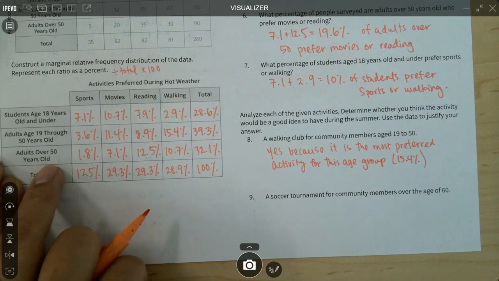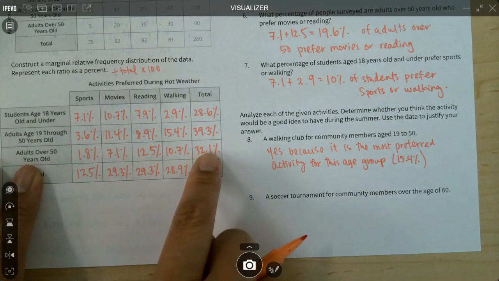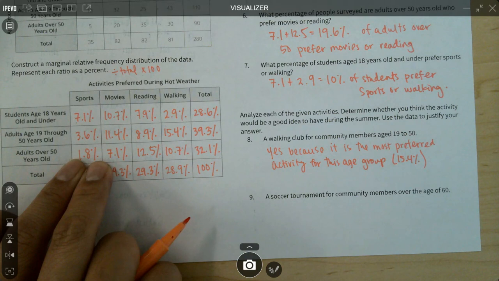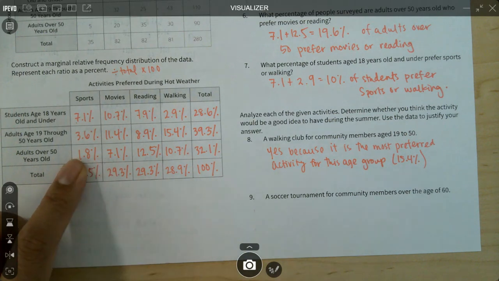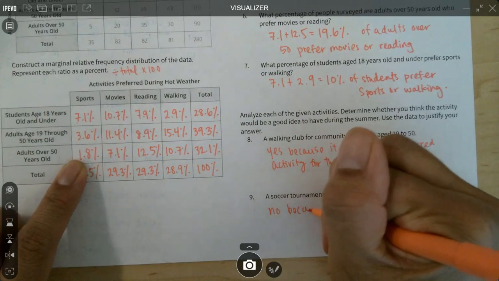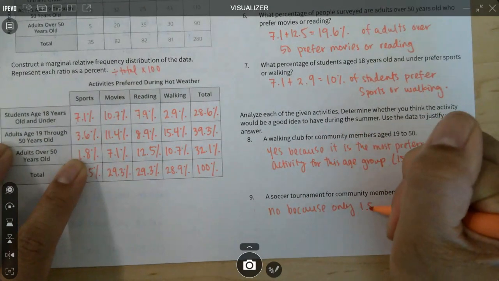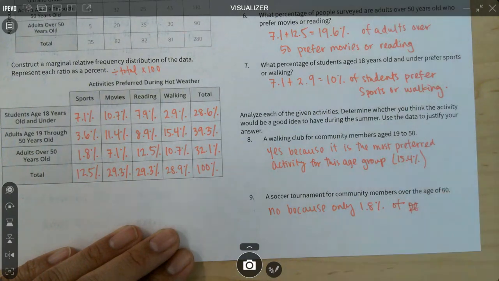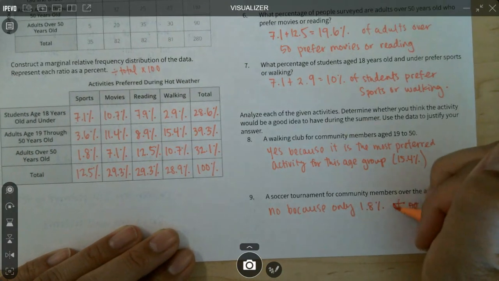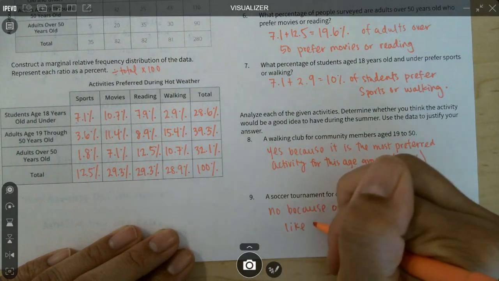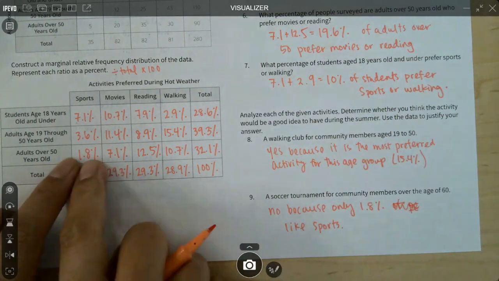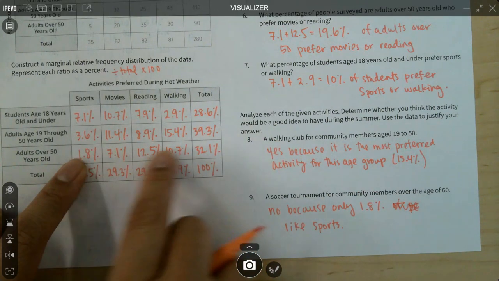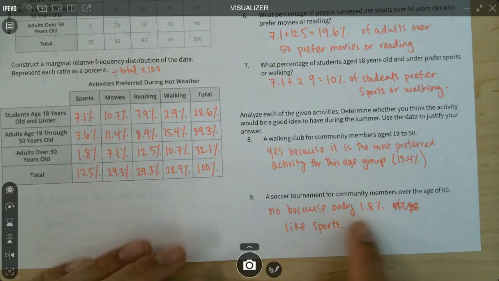If we look over the age of 60, that's basically going to be in this last group here. For a soccer tournament, only 1.8% of people like sports. So that's probably not going to be the best activity. So no, because only 1.8% of people like sports. I was careful to say this: it's not 1.8% of people over the age of 50, it's 1.8% of everyone, but of that activity, it's the least preferred. So no, because only 1.8% like sports.